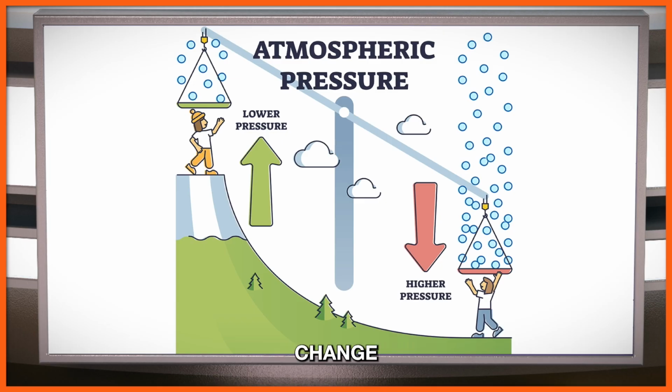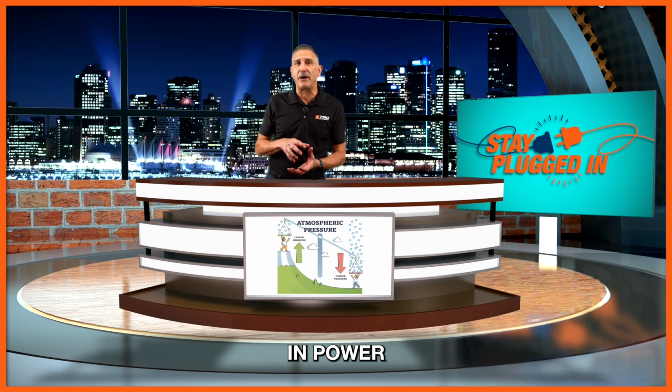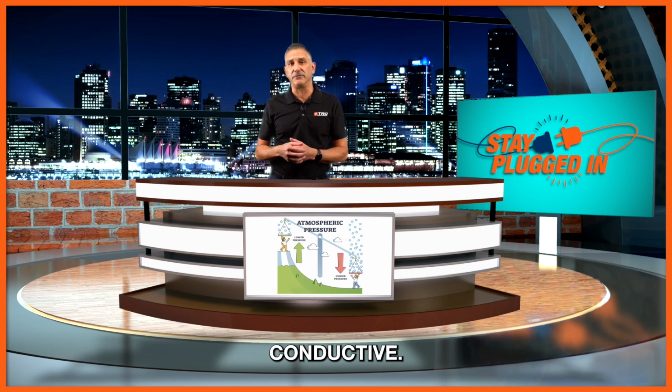Lastly, we also need to consider air pressure and humidity. These factors change with altitude as well and can affect both the thermal and electrical performance of the power supply. Higher altitudes and lower air pressure result in the air holding less water vapor. Now, while less humidity is actually favorable in power supplies, less air density makes the air more conductive.